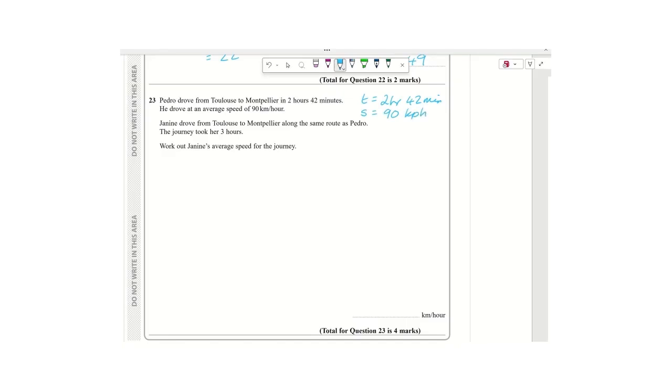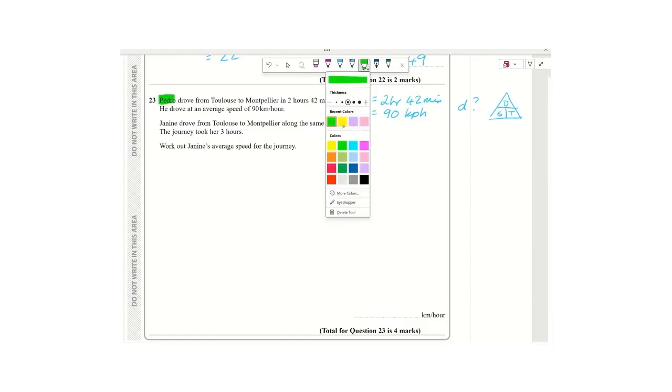So we can use that information to find the distance, because we know, both from maths and from science, that speed is distance divided by time. So that's all that we know about Pedro. And then, this is Pedro's information here. Janine drove the same route, but her journey took her 3 hours. So we know her time is 3 hours, and we're asked to find her speed.